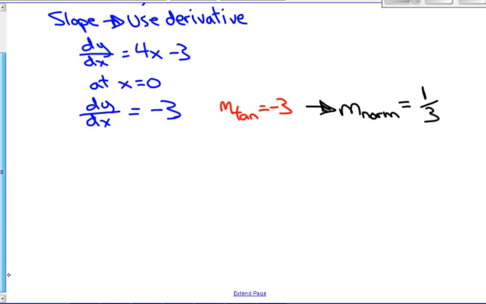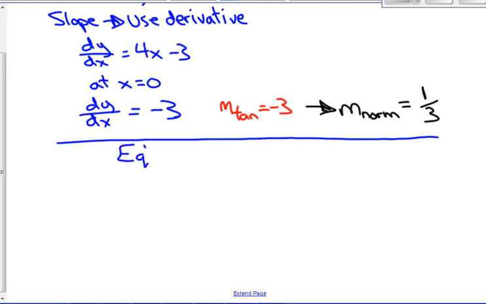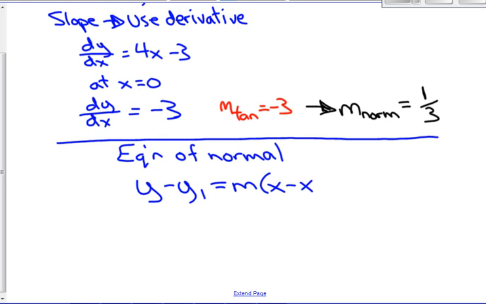Now we have everything we need to find the equation of a line. So the equation of the normal will look like this: y minus y1 equals m times (x minus x1).